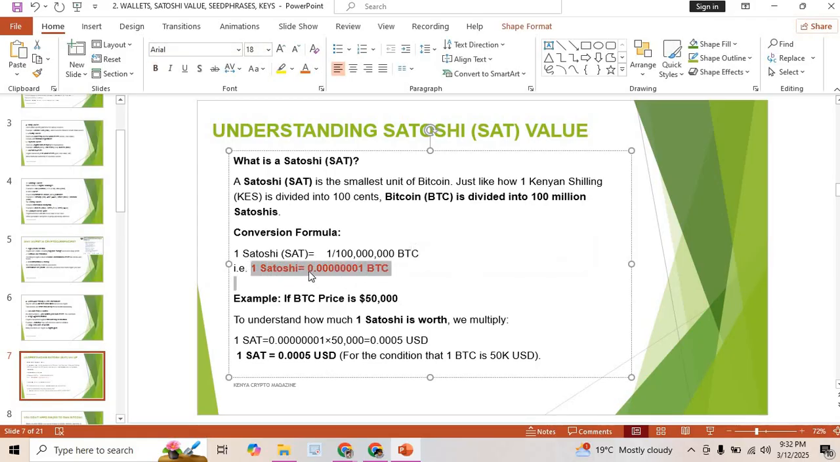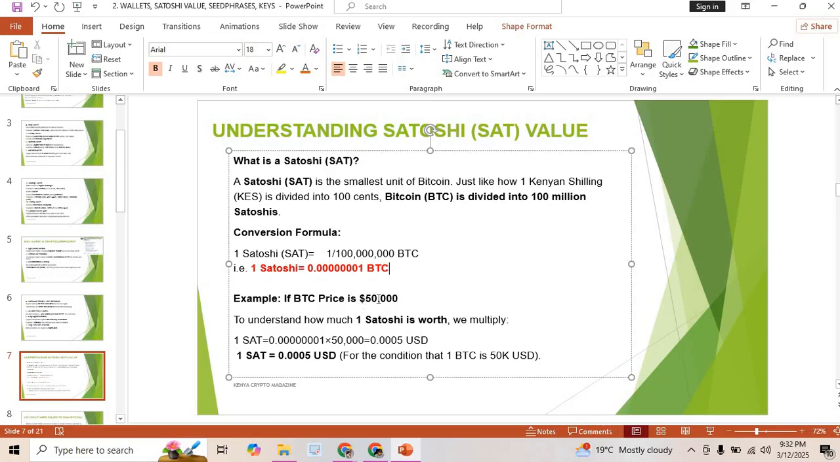The main part to get is that 1 Satoshi is equal to 0.00000001 BTC, or rather 1 over 100 million BTC. So let's take a practical example.